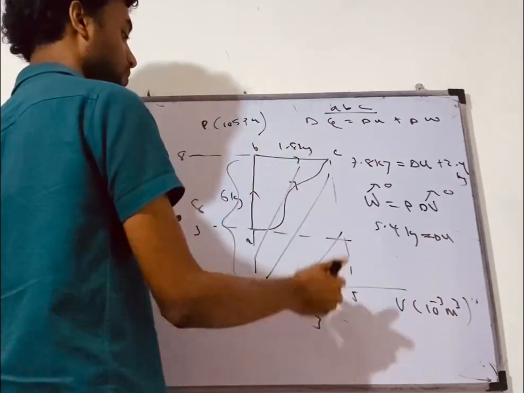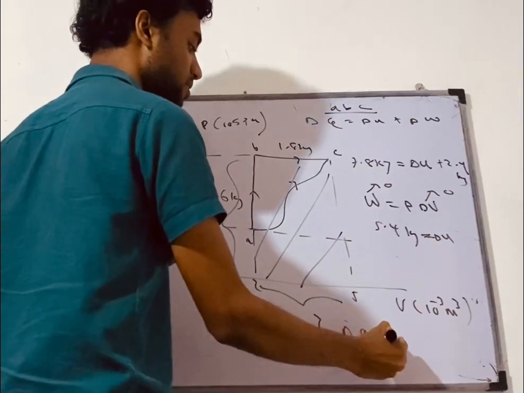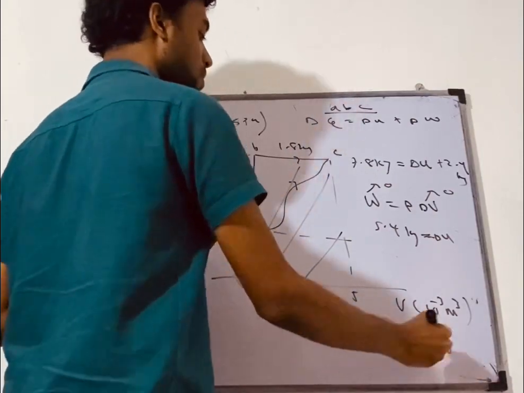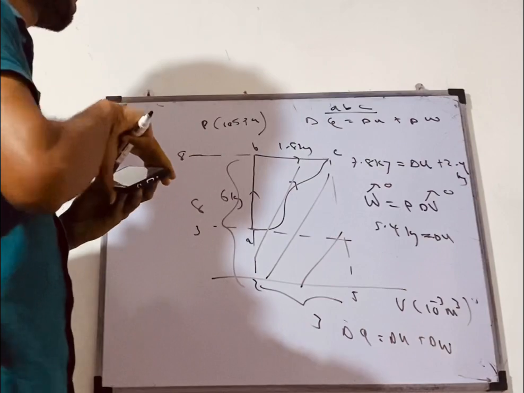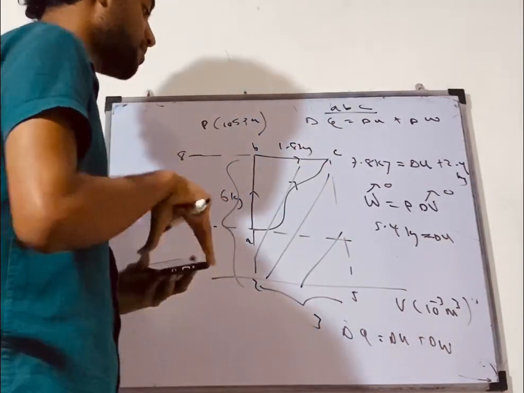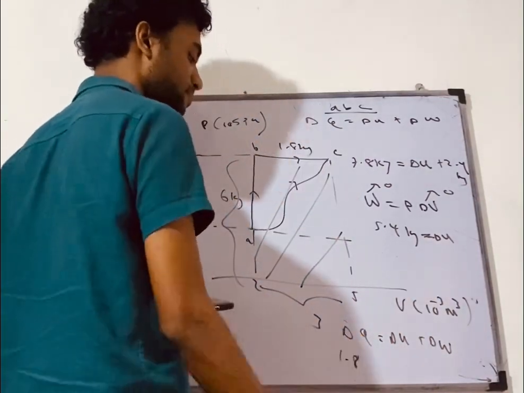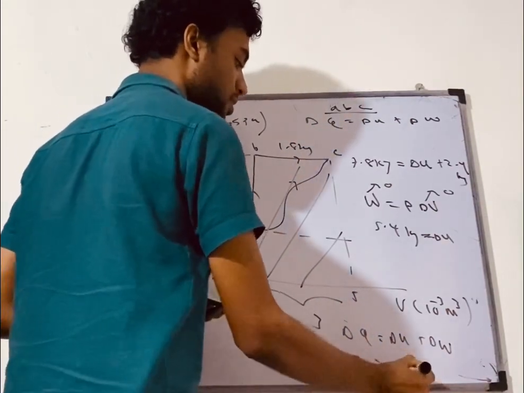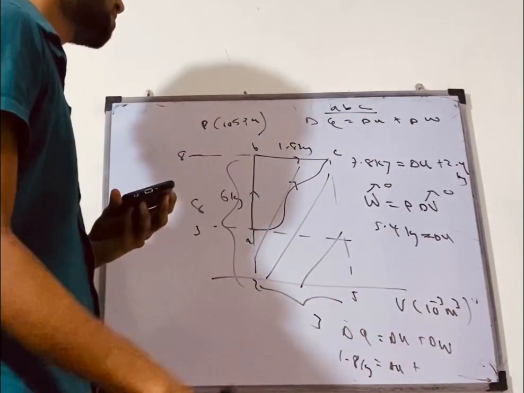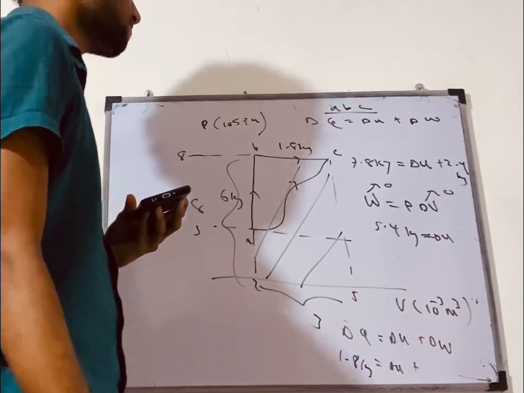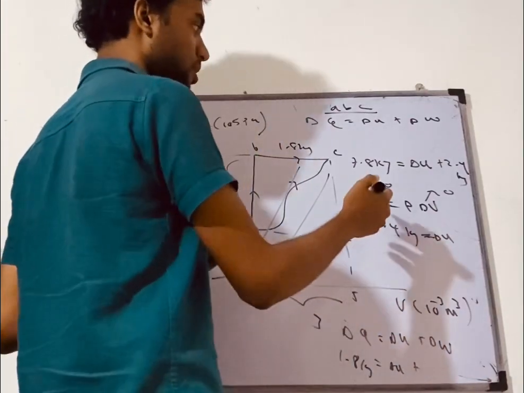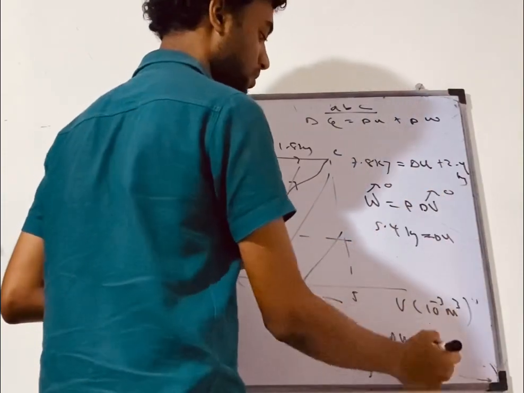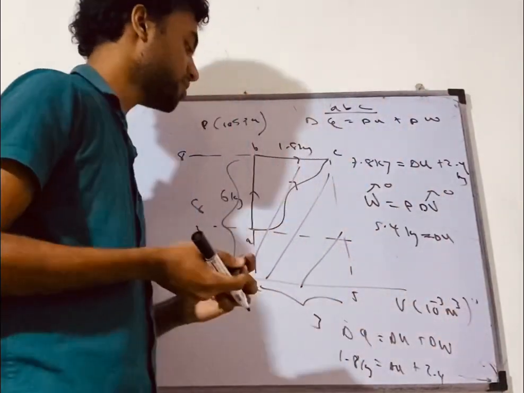Let's see the equation: delta Q is equal to what? Delta U plus delta W. If you look at path BC, what's the heat absorbed? 1.8 kilojoules. And if you look at the path BC, what's the work done? Work done is equal to 2.4. Can you see delta U gets a negative value?